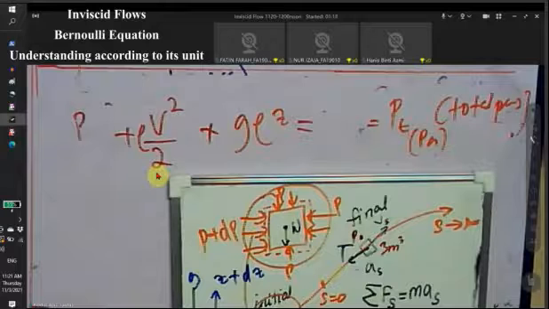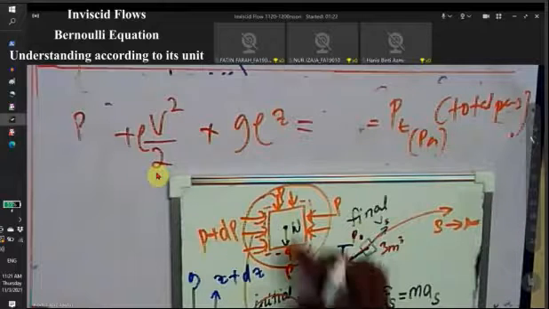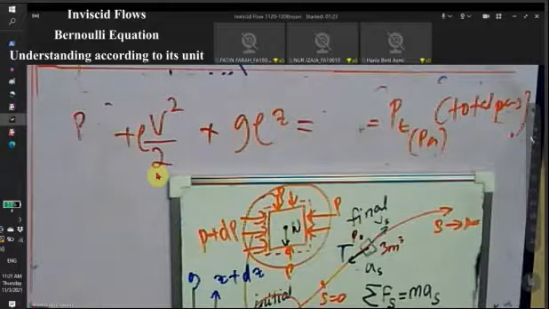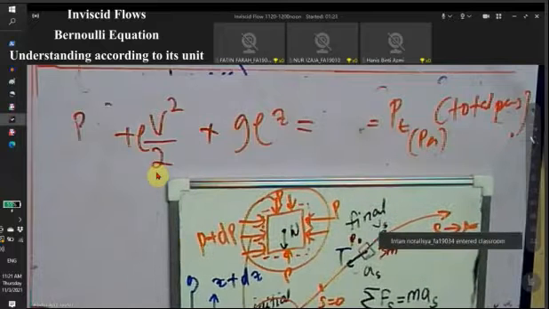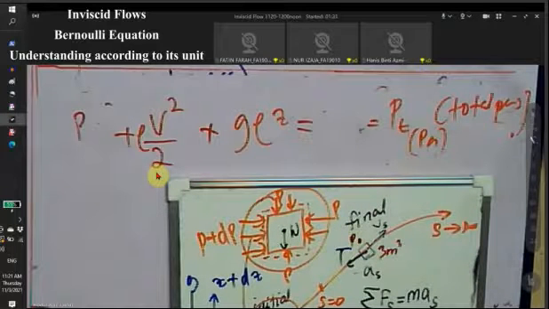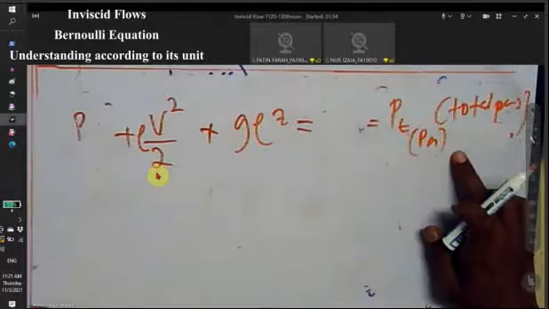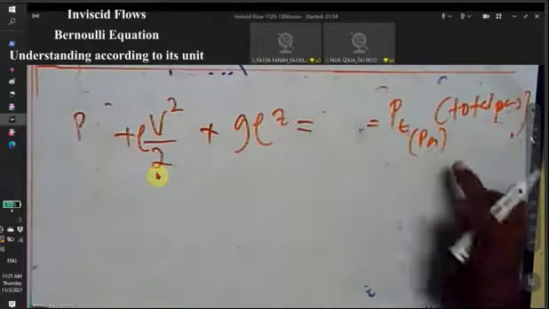So hydrostatic pressure is when the fluid is at rest, right? So we have those values, and later on we're going to find that this mgh is due to the weight of the body.